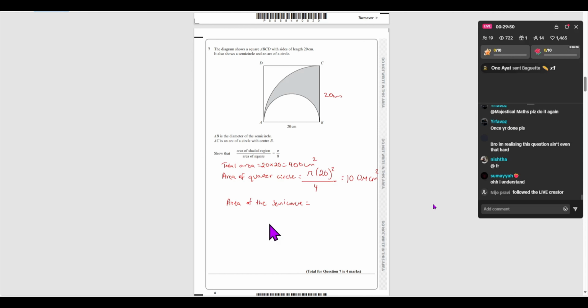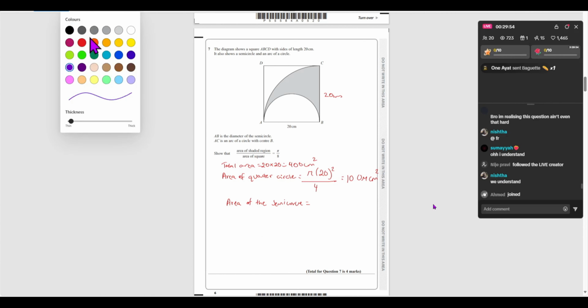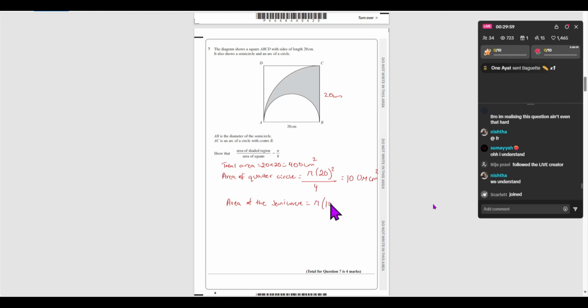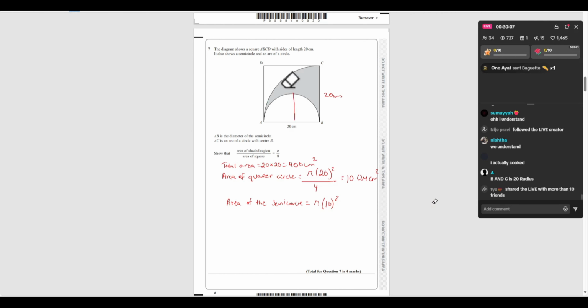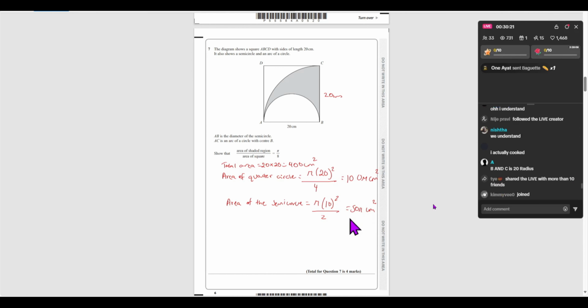Now I need to find the area of the semicircle, which is going to be pi times 10 squared. The radius of the semicircle is 10. And then 10 squared divided by 2, because the semicircle is split into 2 parts. Then we simplify this, and you'll get 50 pi centimeters squared. Okay?